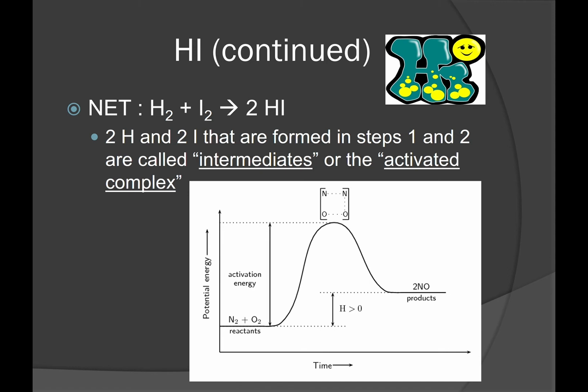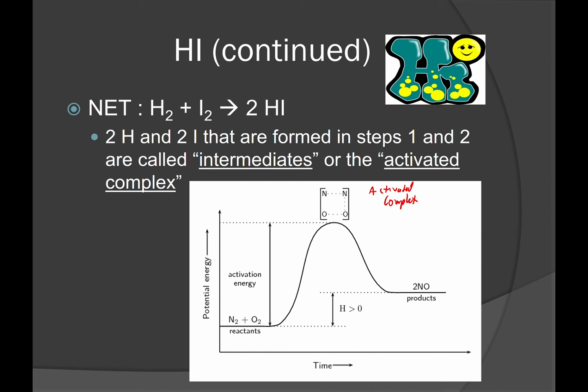Now, looking at this mechanism, at least in a similar example, we're going to apply this to a potential energy diagram, which we will cover in our next topic. So the 2 hydrogen and 2 iodine that are formed in our first steps, 1 and 2, are what we call an intermediate, or what we call the activated complex. And the activated complex is at the top of our graph here.